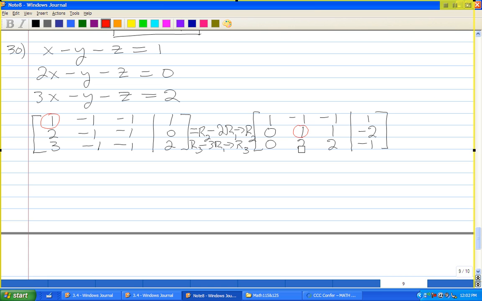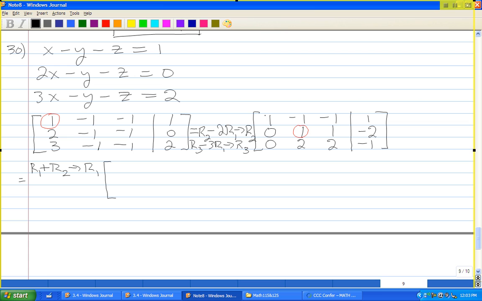I need to make everything below it 0. But I noticed that, kind of nicely, I can make everything above it 0 also, so I can do that. I'll just make my life a little easier. And so if I notice, I can take the first row, add to it the second row, and I'll get a simpler first row. So let me do that.